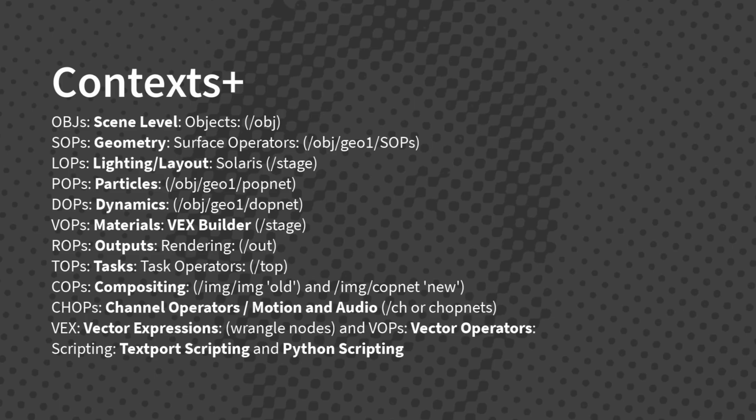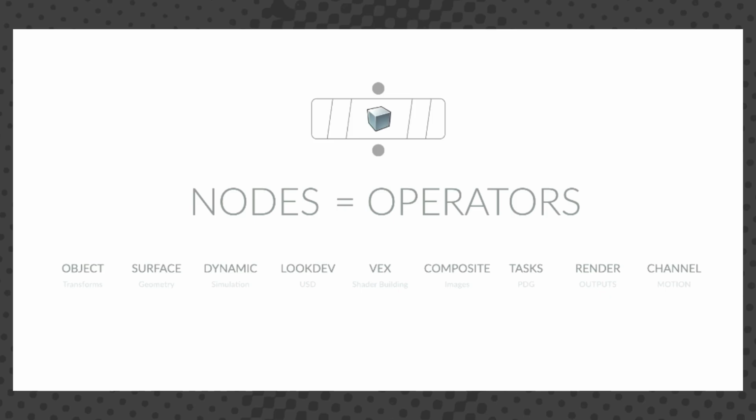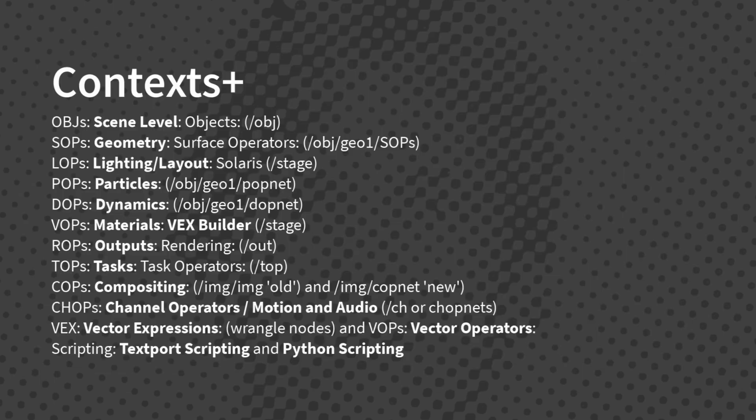So let me talk about one term here called context. Contexts are the different parts of Houdini, like where you do modeling or where you do particles. In this list here, I've listed a few, and Side Effects might list it differently, and maybe they have the right to do that. If I look at the Side Effects list, they have object, surface, dynamics, look dev, VFX, composite, task, render, channel. But in my list, I specified a little bit.